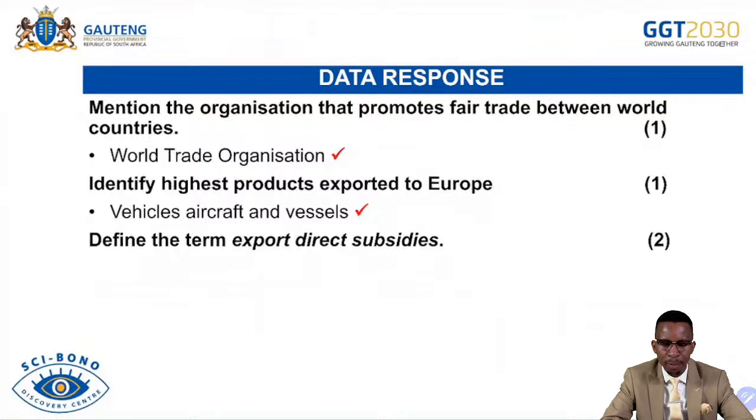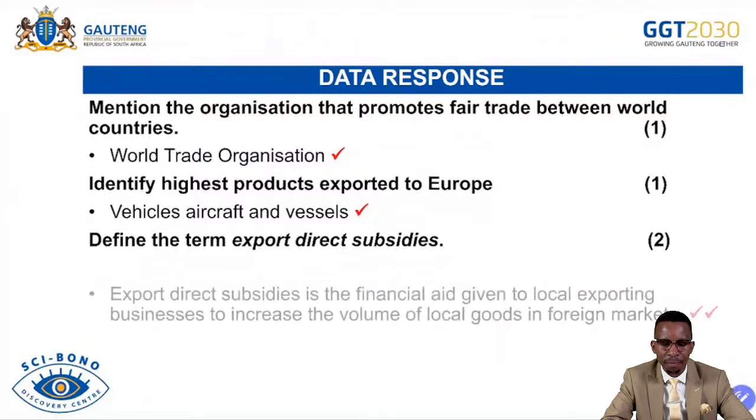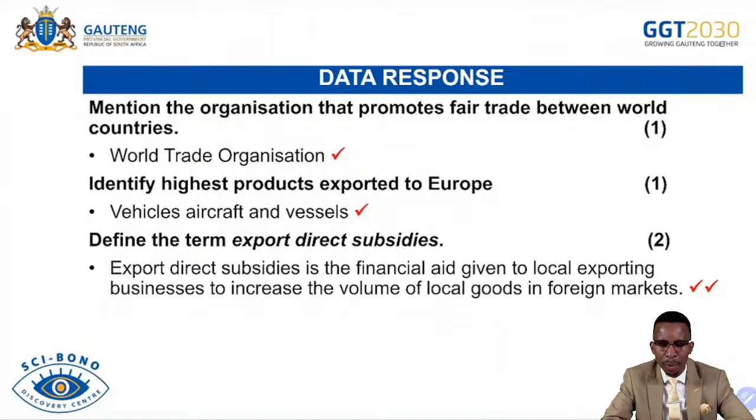And then define the term export direct subsidies. So in this case, we talk about the financial aid given to local exporting businesses to increase the volume of local goods in foreign markets. So if it's a direct subsidy, that's a cash grant given directly by the government to businesses to improve their production process and produce more goods for the foreign markets.